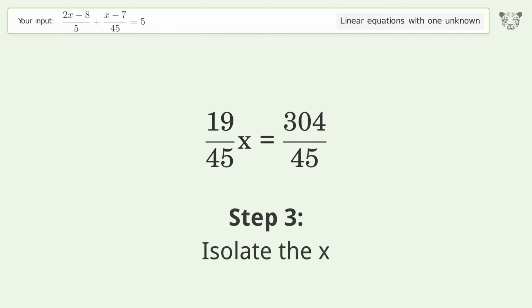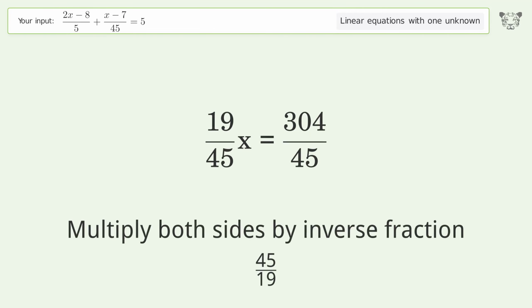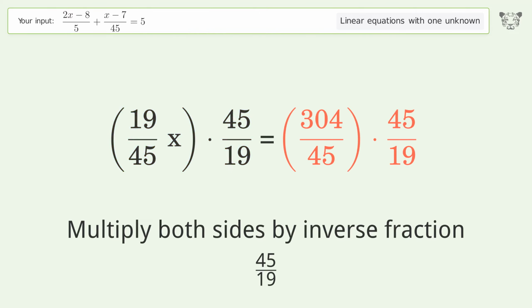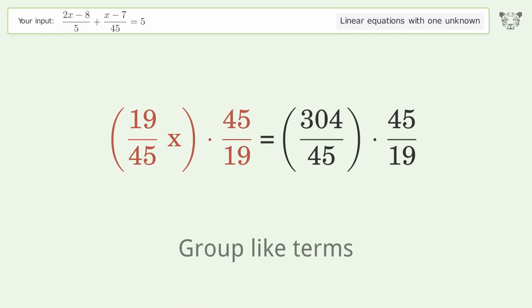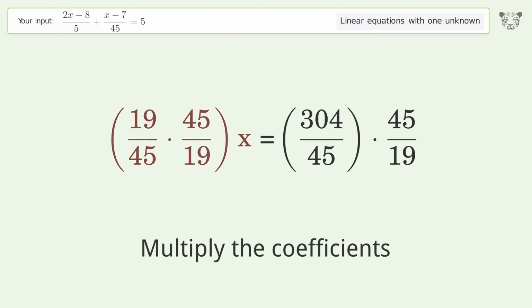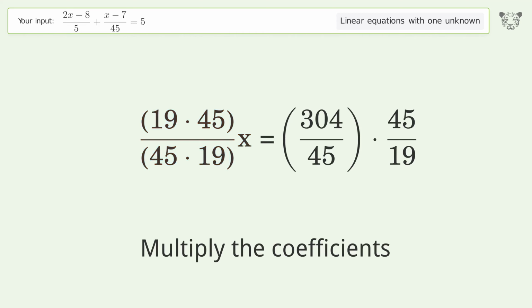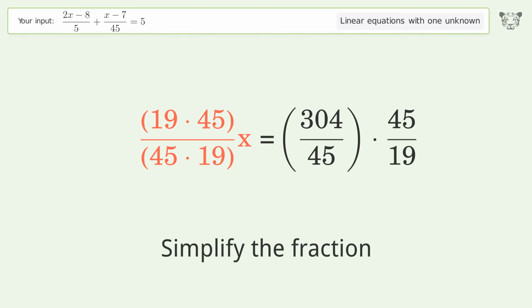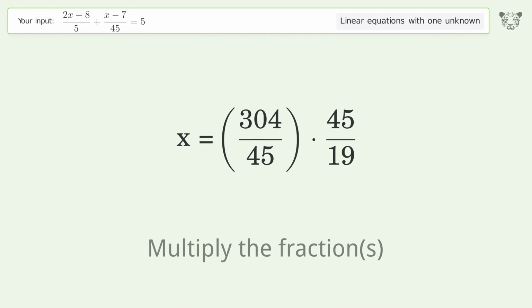Isolate the x. Multiply both sides by inverse fraction 45/19. Group like terms. Multiply the coefficients. Simplify the fraction. Multiply the fractions.